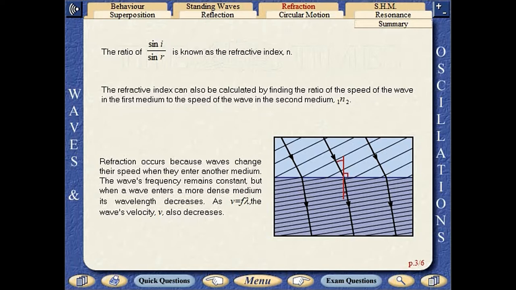Refraction occurs because waves change their speed when they enter another medium. The wave's frequency remains constant, but when a wave enters a more dense medium, its wavelength decreases. As velocity equals frequency times wavelength, the wave's velocity also decreases.